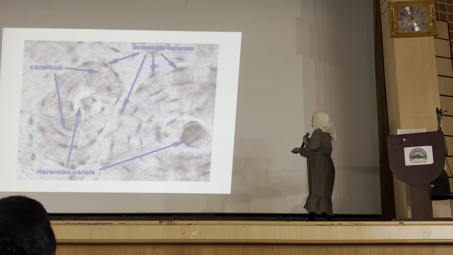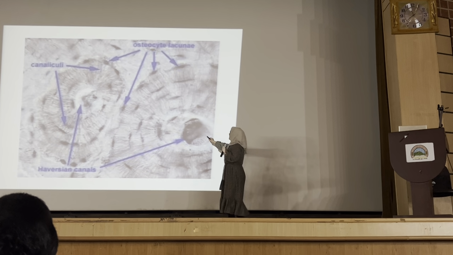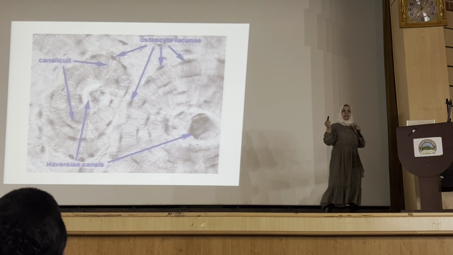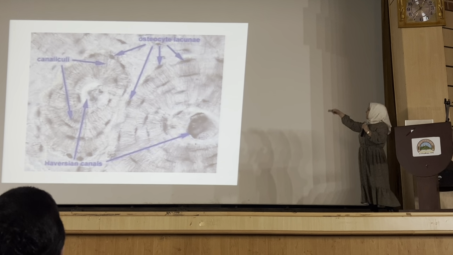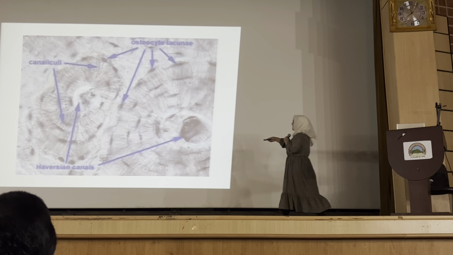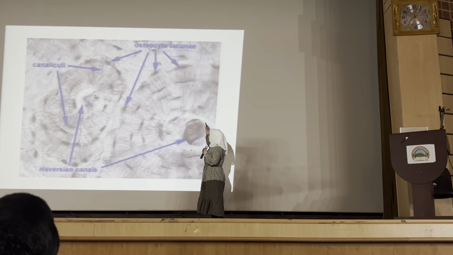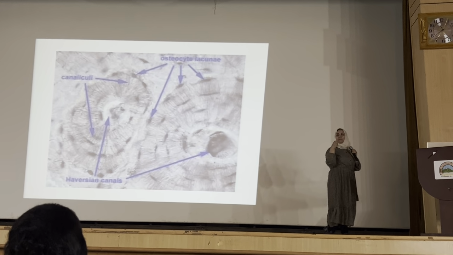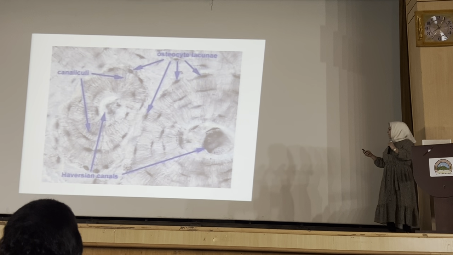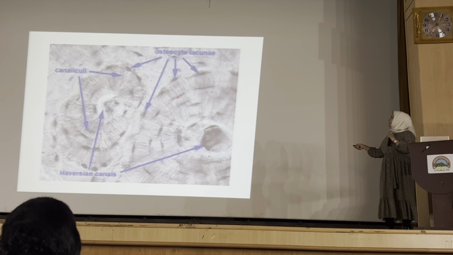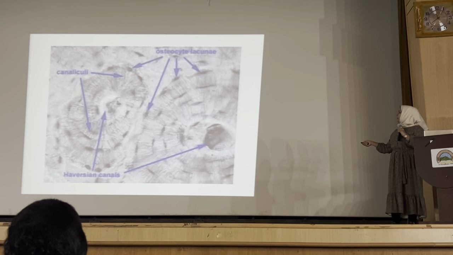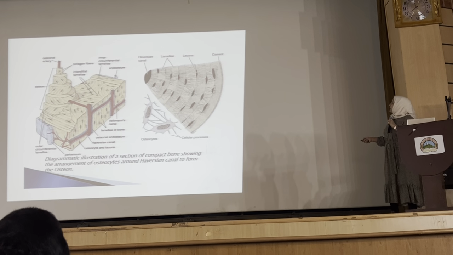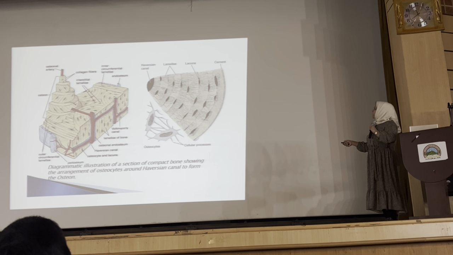The lumen is called the Haversian canal, with blood vessels near the lymphatic canal. Concentric layers or lamellae surround it, thin plates of bone surrounding the Haversian canal. Osteocytes are in between, connected by canaliculi.